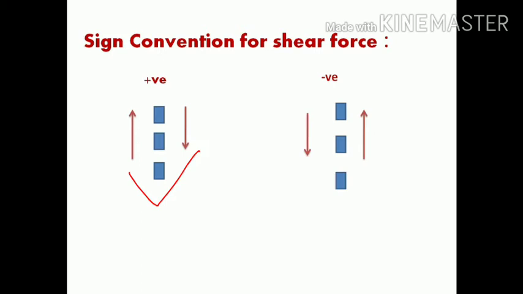If the force on the left hand side of the section of the beam is upwards, and on the right hand side the force is downward, both the forces we can take as positive. And again, if we take another section where the left hand section force is downwards and the right hand section is upward, we can take it as negative. In this manner we can take the sign convention for shear force.